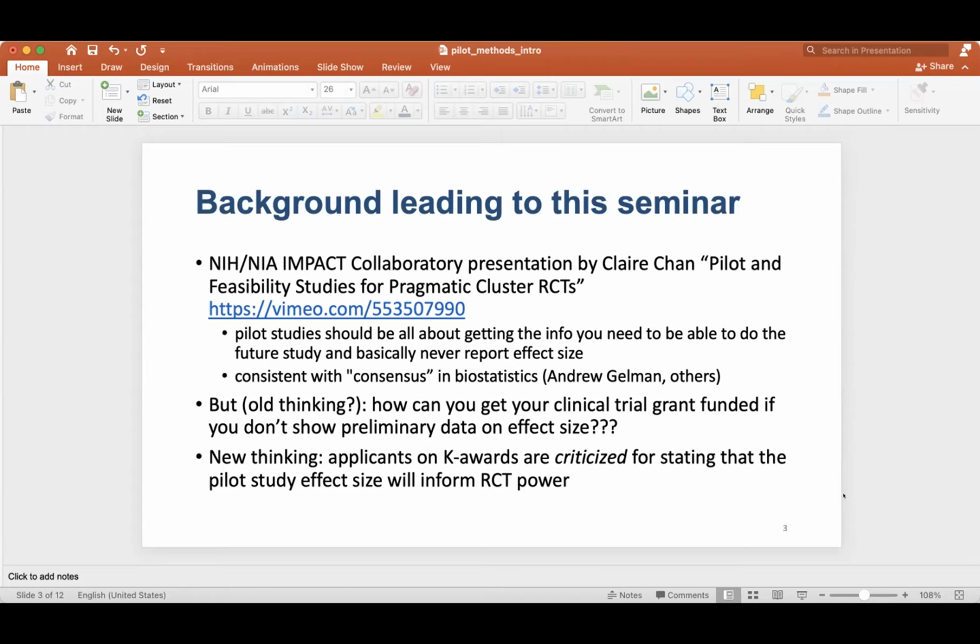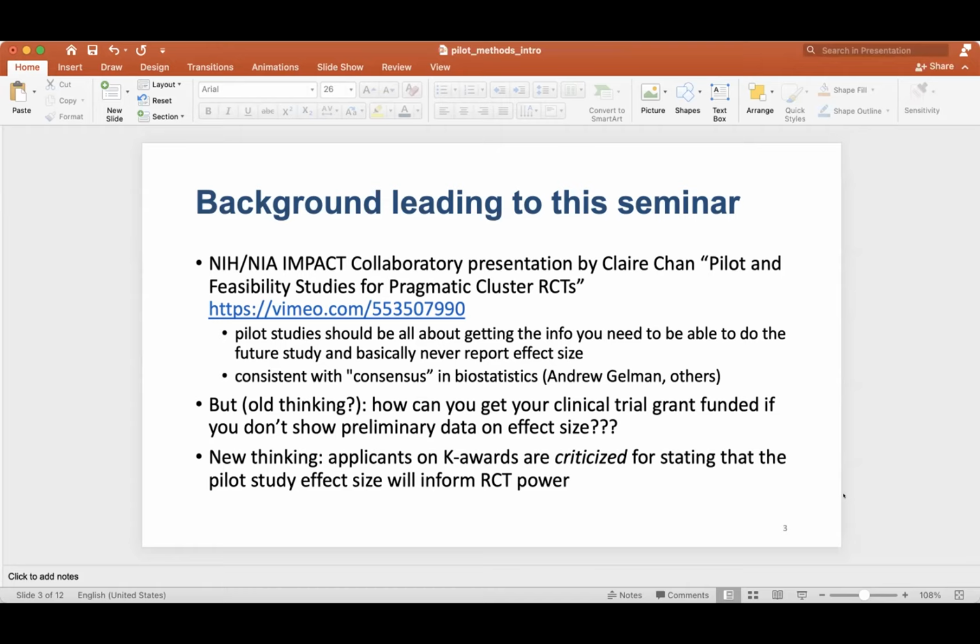So I ran this by Ram Vangala, who I have the great opportunity to collaborate with on a number of research projects, including clinical trials. And he said, absolutely, this is very consistent with what is starting to be almost consensus in the biostatistical world, and in particular, Andrew Gelman and others have been, quote, beating this drum, is what Ram said.